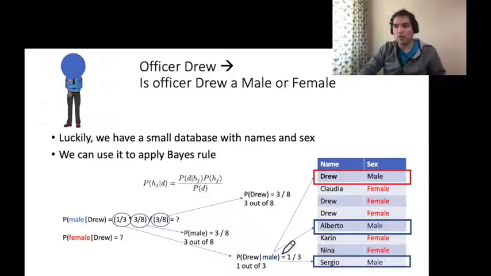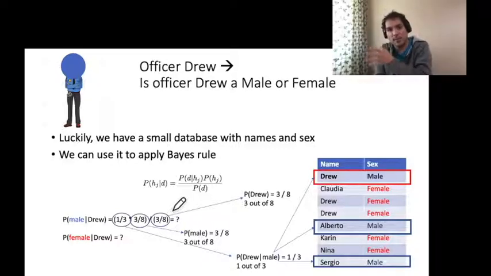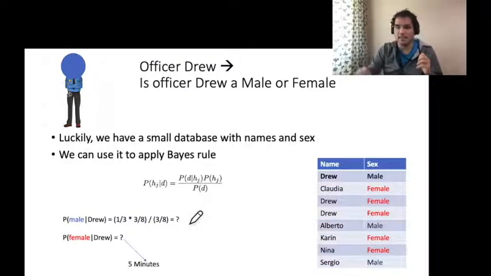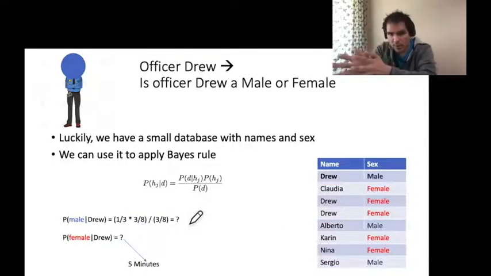So now, if we multiply these numbers, these probabilities, we are going to get the conditional probability that the person is a male, given that the name of that person is Drew. Once we compute that probability, we will have a number, and then we can repeat the same process for the females. That's still extremely important, so I will let you think about it.